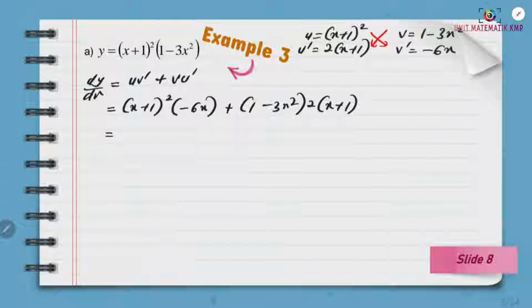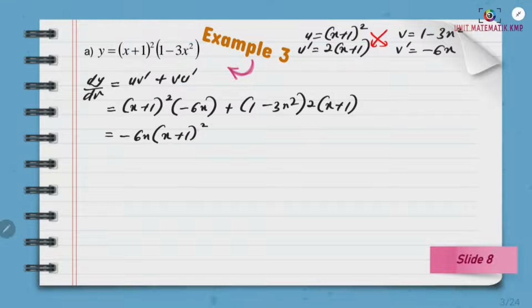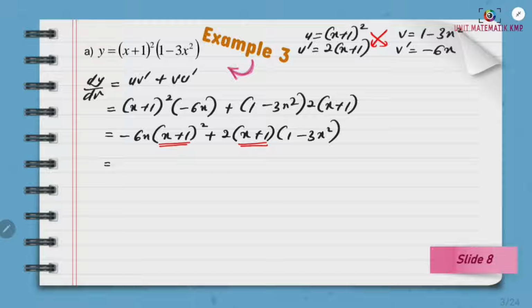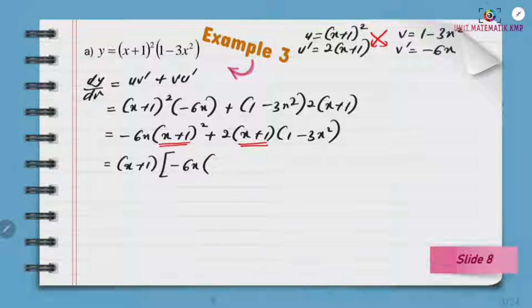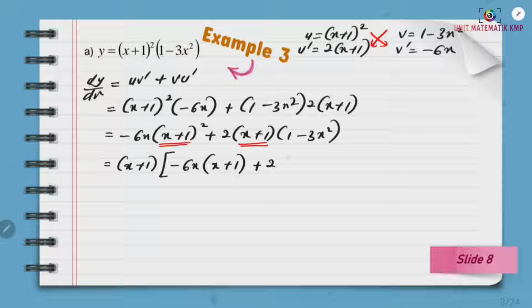Then we can simplify: negative 6x times (x + 1)² plus 2 times (x + 1) times (1 − 3x)². Now consider (x + 1)² and (x + 1). So we can factorize (x + 1). We have (x + 1) times, first, negative 6x times (x + 1), and the second term is 2 times (1 − 3x)².